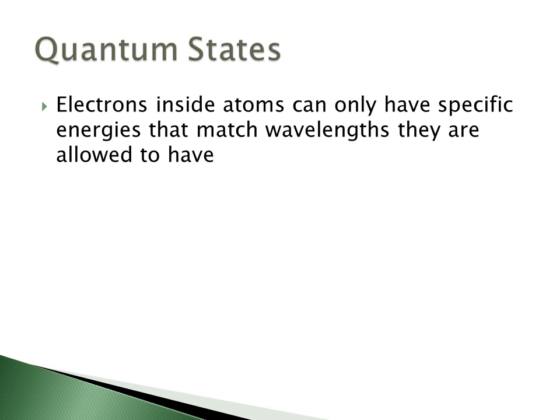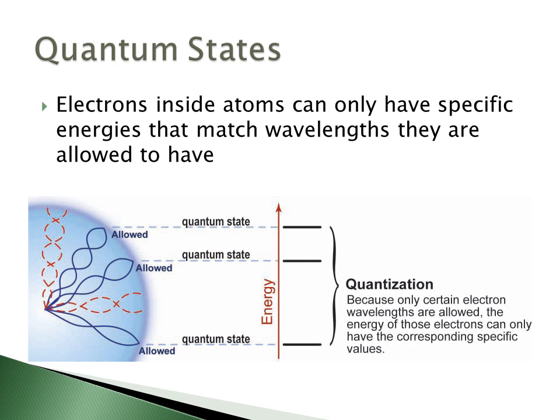So electrons inside atoms can only have specific energies that match the exact wavelengths that they're allowed to have. And that's how we get to this idea of quantization, because only certain wavelengths are allowed, only certain quantities of energy are allowed.